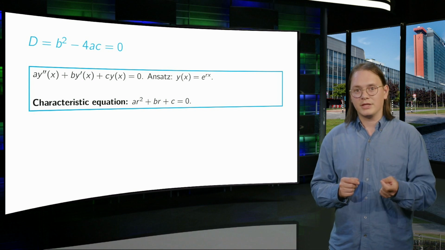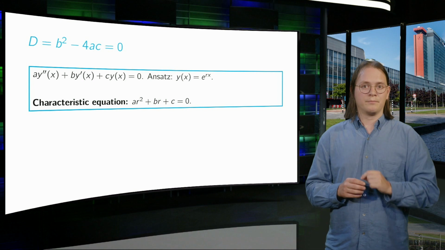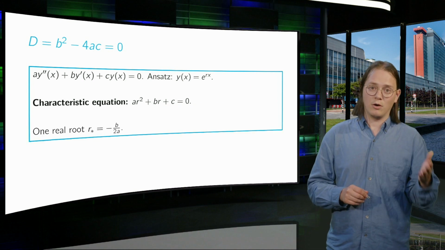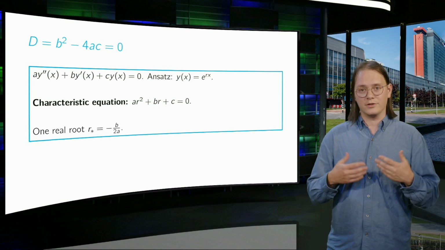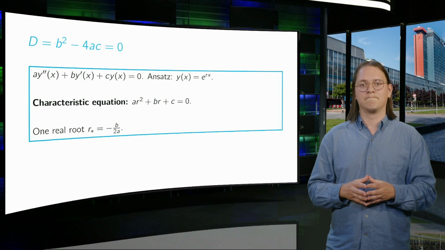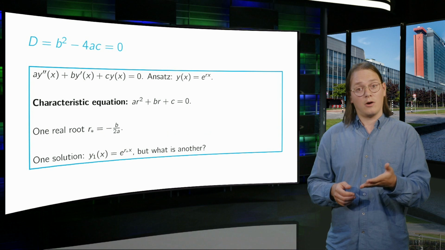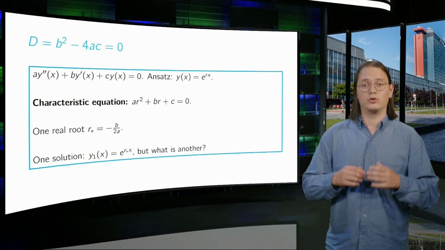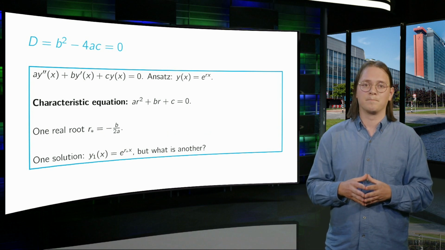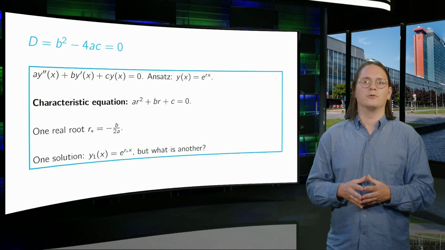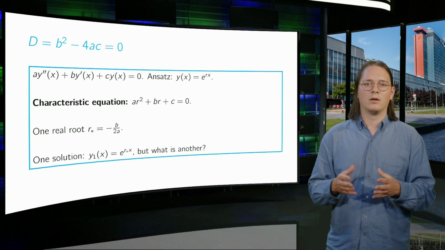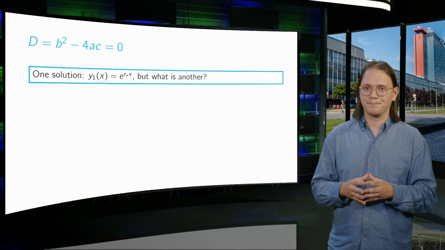If a, b, and c are non-negative, this corresponds to the critically damped harmonic oscillator. Then the characteristic equation has only one root, which is minus b over 2a. Let's call this root r star. Certainly, y1 of x, which is e to the power r star x, is a solution to our differential equation. But what could another solution look like? For this, we need a trick.